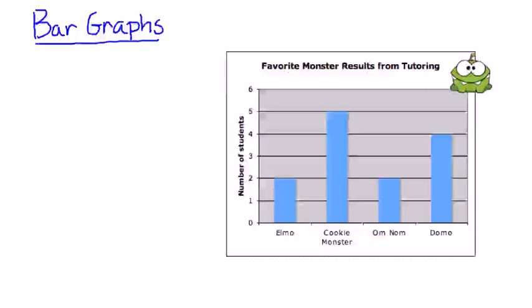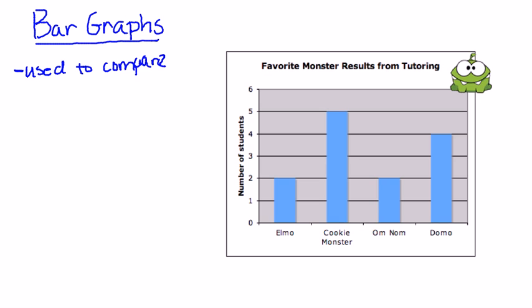So first of all, we have to know when we use a bar graph. We use a bar graph to compare data. Notice in this particular bar graph, I took a poll in my tutoring class on Tuesday, and I asked, okay, I want you guys to write down your favorite monster. I gave them actually only 4 choices, so there weren't a whole bunch that they could write down, but they could vote for one monster.